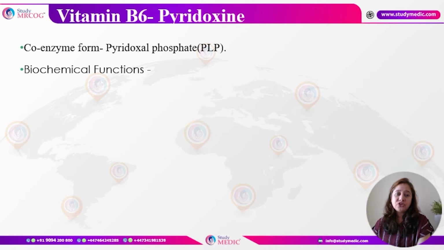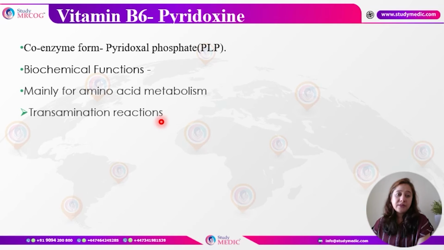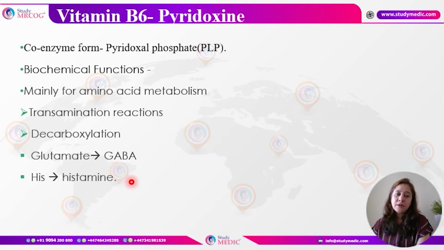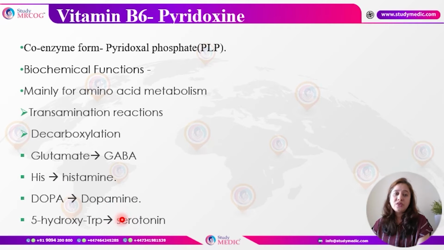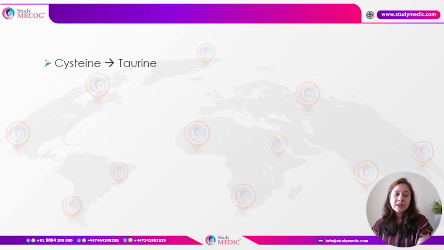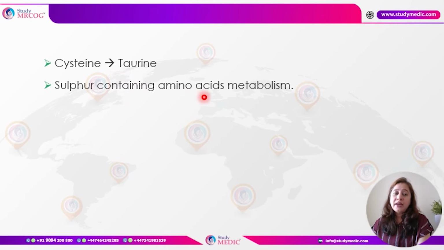Moving on to vitamin B6, pyridoxine, its coenzyme is pyridoxal phosphate, PLP. It is mainly required for amino acid metabolism like transamination and decarboxylation reactions. Some examples of decarboxylated products are GABA, histamine formation from histidine, dopamine, serotonin, and generation of taurine. It is also required for sulfur containing amino acid metabolism, that is methionine and cysteine metabolism. It is also required for heme synthesis.